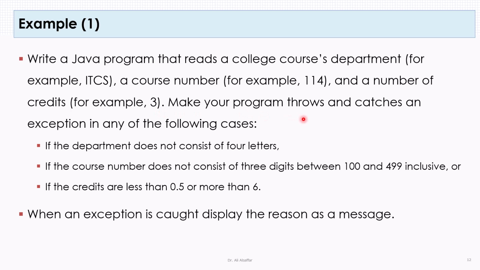Make your program throw and catch an exception in any of the following cases. The first case, if the department does not consist of exactly 4 letters, or if any of the characters is not a letter. The second case, if the course number does not consist of 3 digits between 100 and 499 inclusive. When we say inclusive, it means 100 and 499 are part of the condition. Or if the credits are less than 0.5 or more than 6.